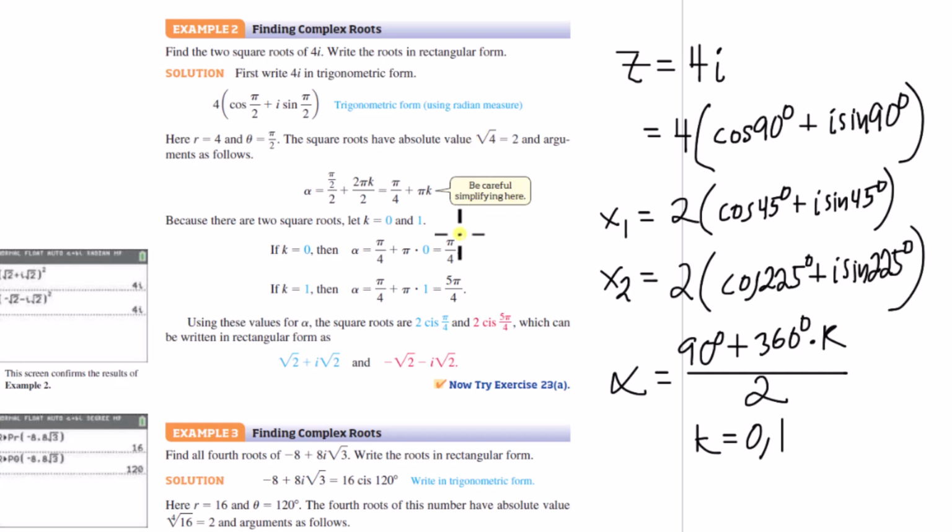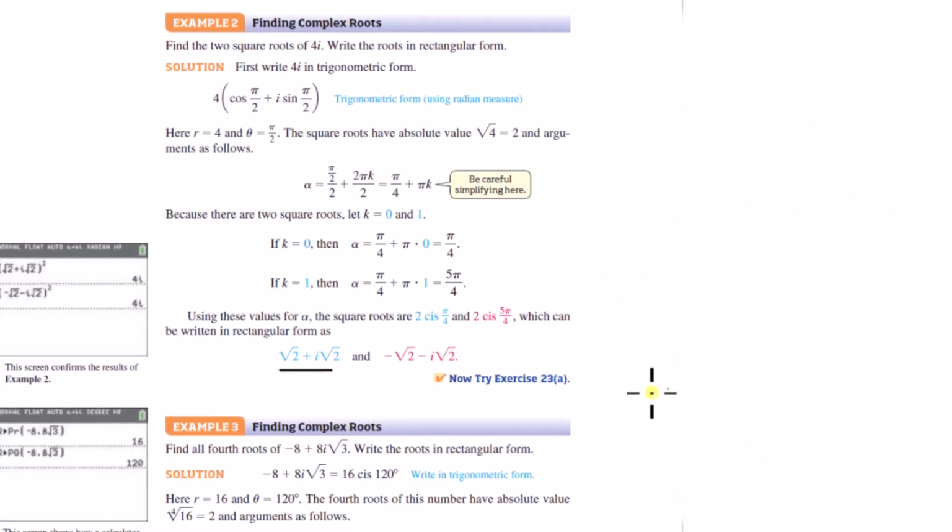And they actually did this in radians. So pi over 4 is 45. 5 pi over 4 is 225. And yeah, but they convert these back to rectangular form. And there's these 2 numbers in rectangular form. So if you squared either of these 2 complex numbers, you're going to get 4i. Okay, but now, according to complex analysis, the principal square root of 4i would be this. I believe that should be this.